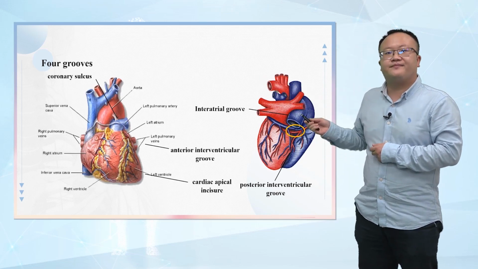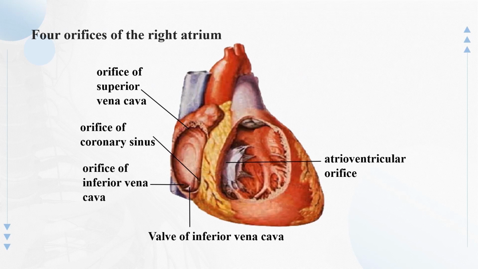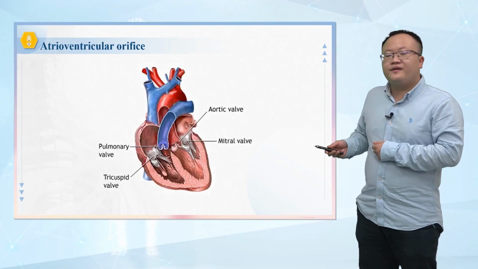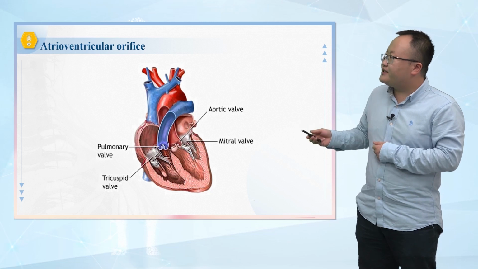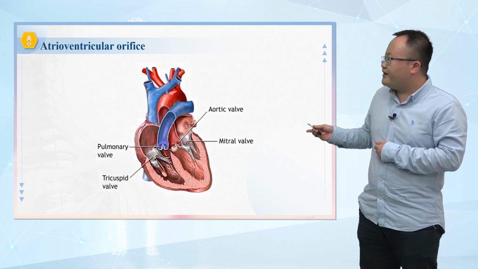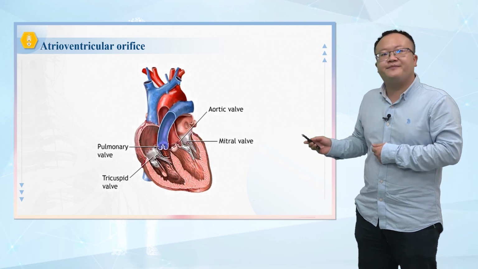sulcus. This picture demonstrates the four orifices of the right atrium: the orifice of the superior vena cava, the orifice of the inferior vena cava, the atrioventricular orifice, and the orifice of the coronary sinus. The atrioventricular orifices, as demonstrated in the picture, have the mitral valve and the tricuspid valve.